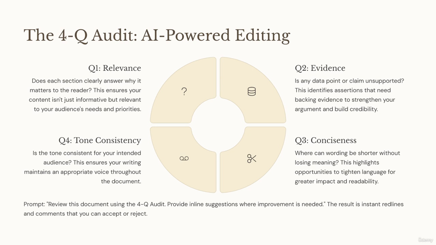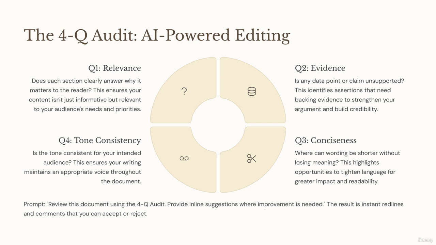Now, once your writing is clear, let's give it one final polish using the 4Q audit, a powerful review method using ChatGPT. It answers 4 key questions. Does each section explain why it matters? Is every claim or data point supported? Can we shorten anything without losing meaning? Is the tone consistent for the intended audience?